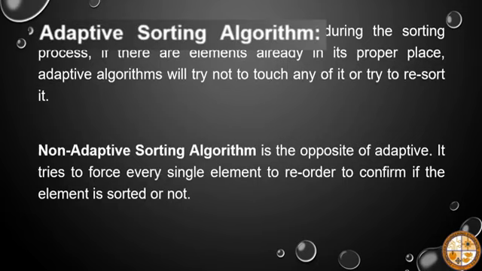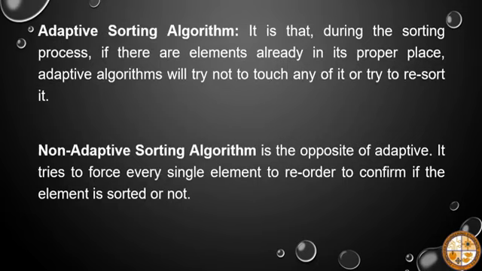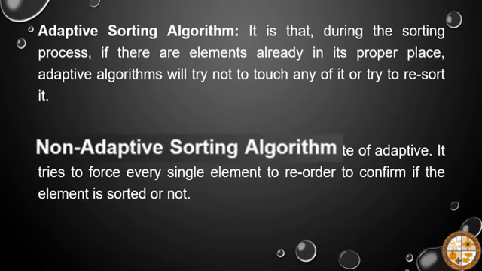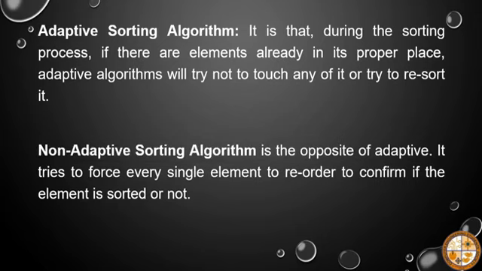Adaptive sorting algorithm. During the sorting process, if there are elements already in the proper place, adaptive algorithms will try not to touch or resort them. A non-adaptive sorting algorithm is the opposite of the adaptive. It tries to force every single element to reorder to confirm if the element is sorted or not.